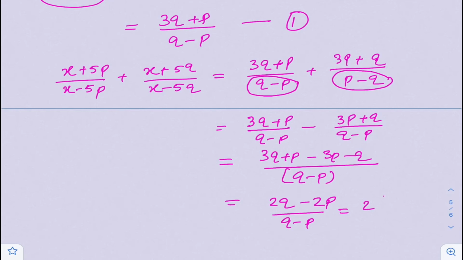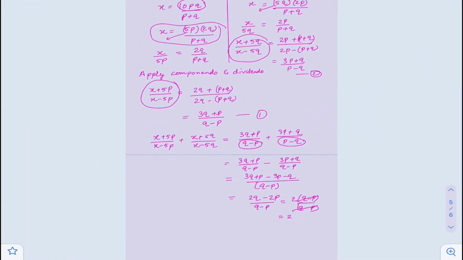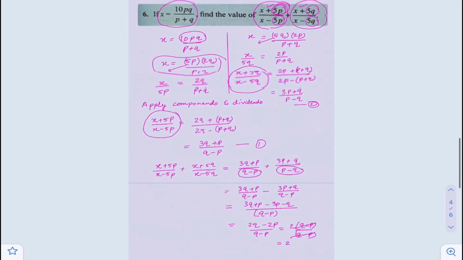So 2 is coming common, (q minus p) over (q minus p), and if you cancel it, it comes 2. So they were asking the value of the expression they have given in the question, and the answer is 2. I don't think there was something difficult in this question. You have to take a hint from the question, what we have to prove or what we have to find out, and then you can proceed on.